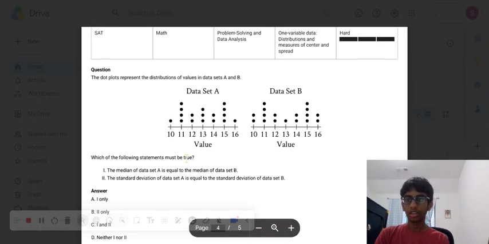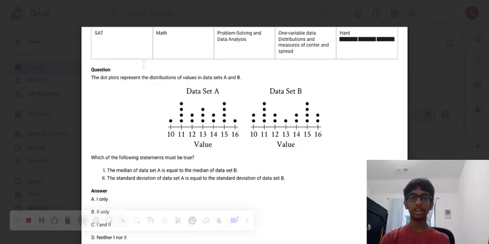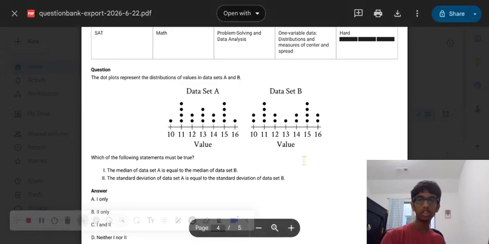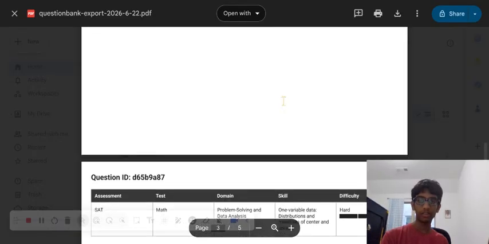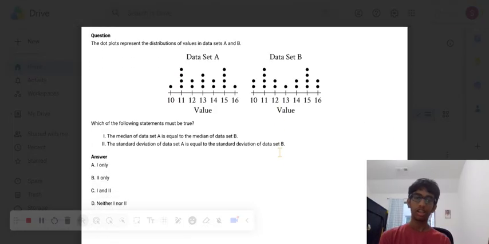Next one is the dot plots represent the distribution of values from dataset A and B. Which of the following must be true? The median of dataset A is equal to the median of dataset B, and the standard deviation of dataset A is equal to the standard deviation of dataset B. Okay, so in case you guys were wondering, I was using this dot plot for our previous question right here. I just didn't do the dots because it would take too much time to individually hand dot all of them.